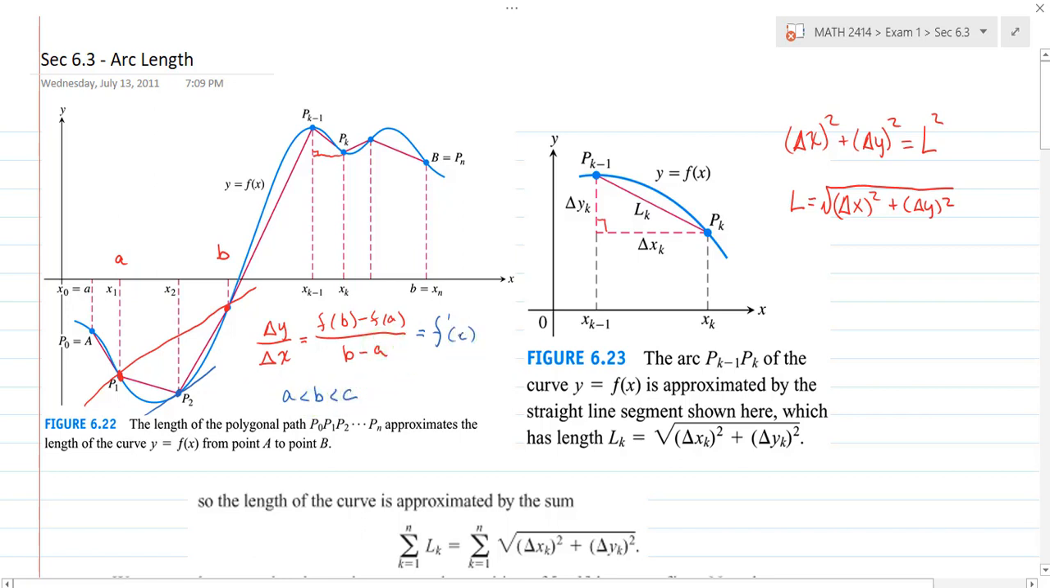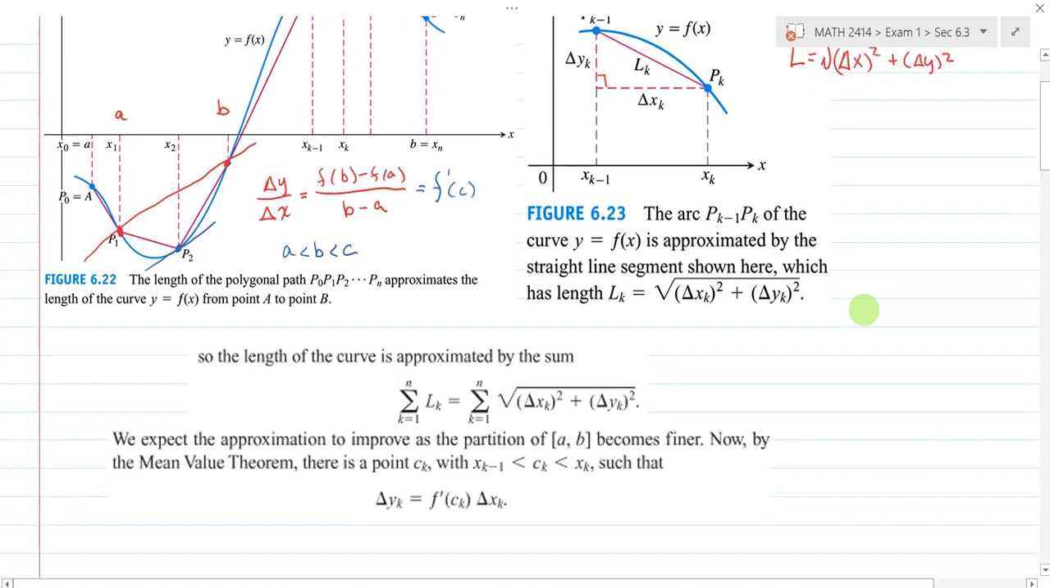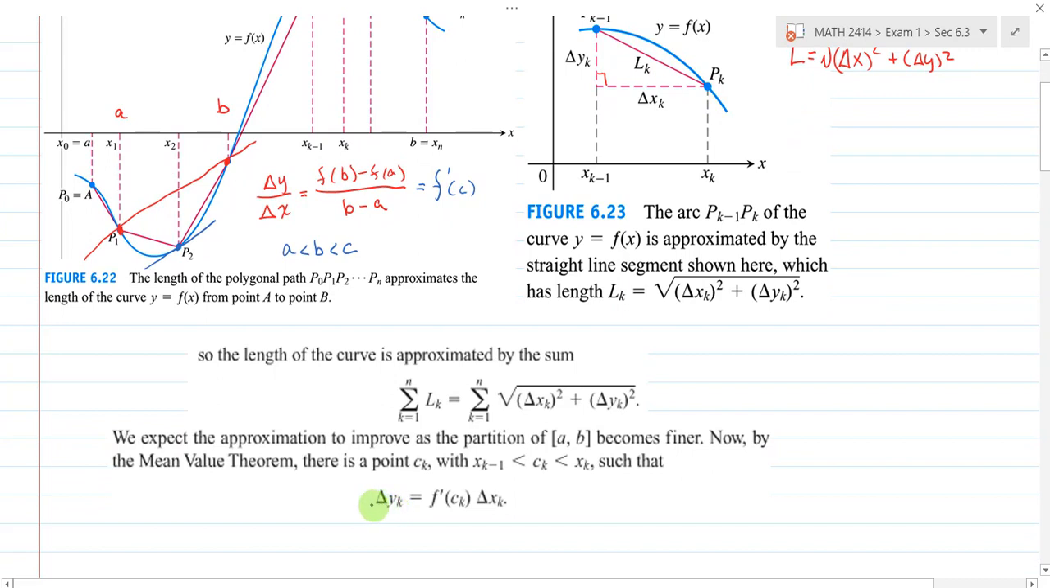So this instantaneous rate of change would be equal to delta y over delta x. If we solve that for delta y, we end up with this right here. So the change in the y values is equal to the derivative evaluated at some point in the interval between a and b, times the change in the x values. And I got that just by multiplying both sides of this equation by delta x.